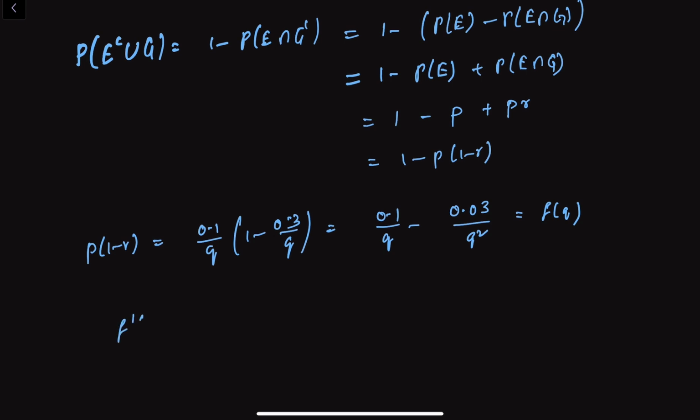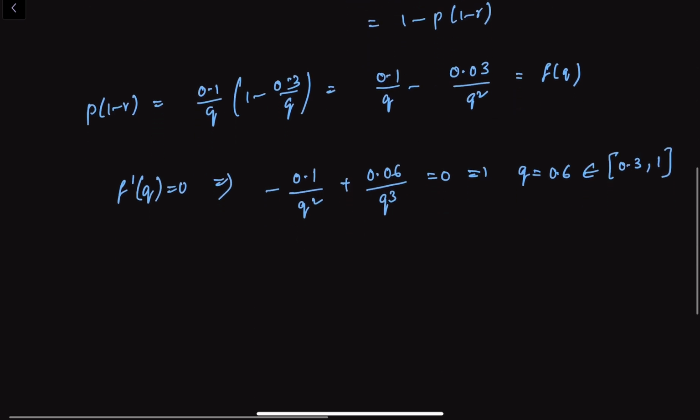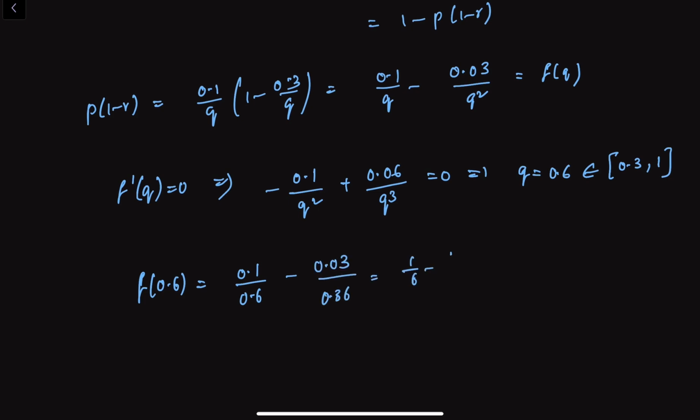If we find f dash of Q and make it equal to 0, that means minus 0.1 by Q square plus 0.06 by Q cube is equal to 0. That means Q is 0.6, and 0.6 lies in our feasible region 0.3 to 1. Now the value of f at that point is 0.1 by 0.6 minus 0.03 by 0.36, that is 1 by 6 minus 1 by 12, which is 1 by 12.